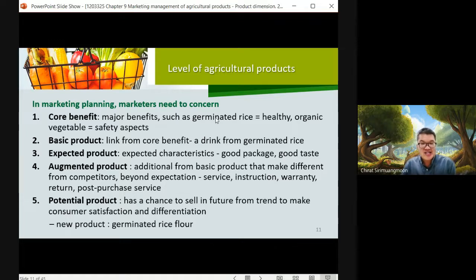So augmented product is actually the things that you add to the basic product that make it different from the competitors, or sometimes it's beyond the consumer expectation. Like you have the product and then they say something like, oh, this is a product that can boost your immune system, or the instructions that they provide you, like please check the product before drinking to have the best taste, or the warranty, like the guarantee of the product, or sometimes you can return some product, but it does not happen a lot in agricultural products.